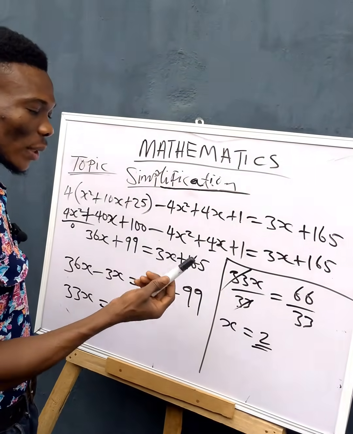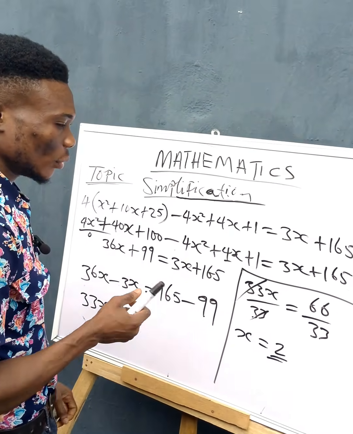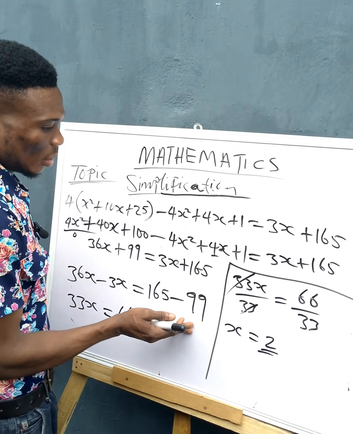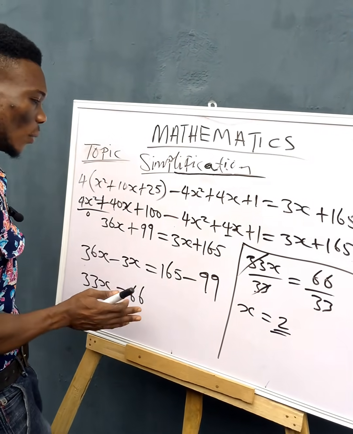Just follow it the way we started before. Follow it small, small. Then you will understand where we arrived. This is how to solve it.